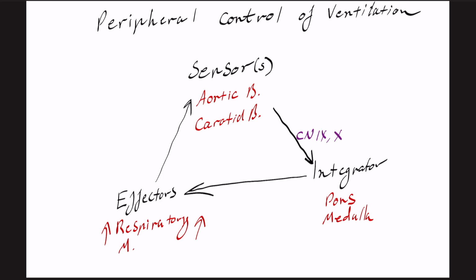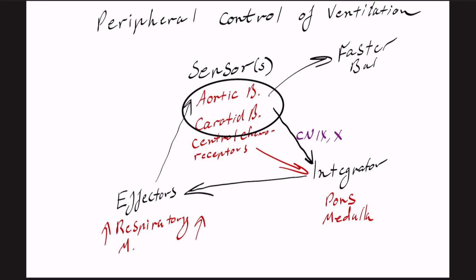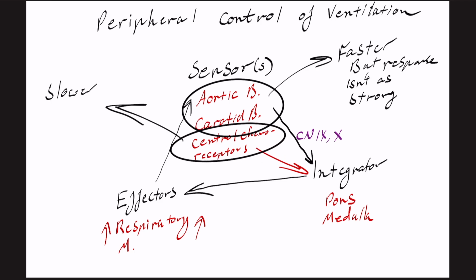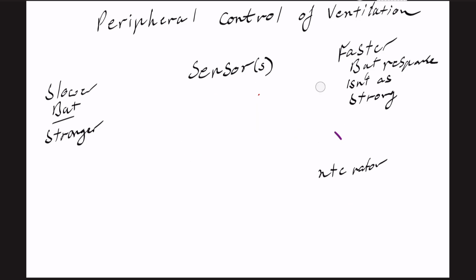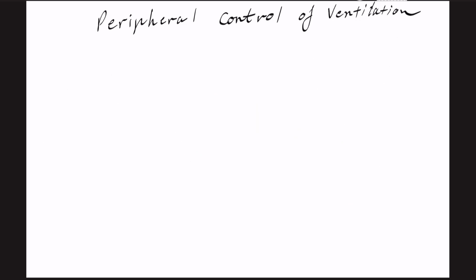And just to put it into perspective with our central chemoreceptors, so they're also sensors, but they're more directly linked to the integrator. As we mentioned, they sit within the brain in the medulla. So there are some differences between these two sensor systems. So the peripheral sensors, they're faster, but their response isn't as strong, while the central system is slower, but it has a much stronger response and a more sustained response. Some textbooks will quote it as providing about 60 to 80% of the response.